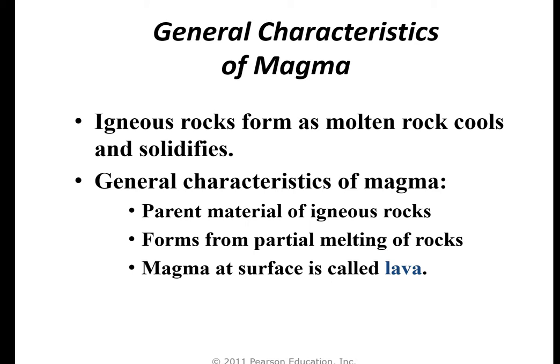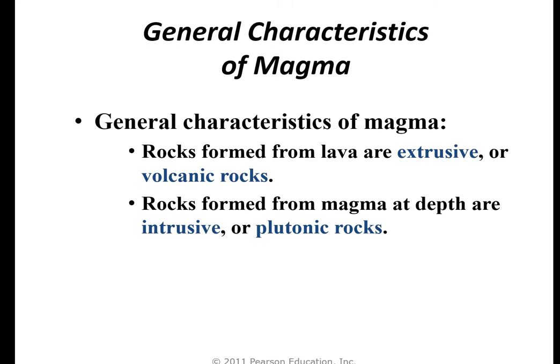The general characteristics of magma include being the parent material of igneous rocks. They form from partial melting of rocks, and magma at the surface is called lava. Rocks formed from lava are extrusive or volcanic rocks. However, rocks formed from magma inside the earth at depth are called intrusive or plutonic rocks.